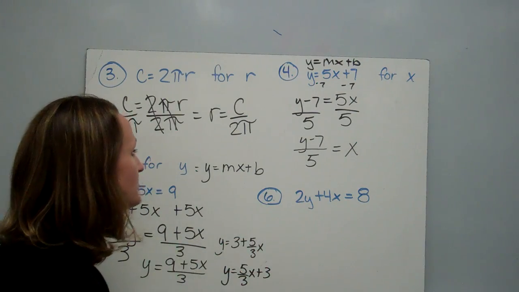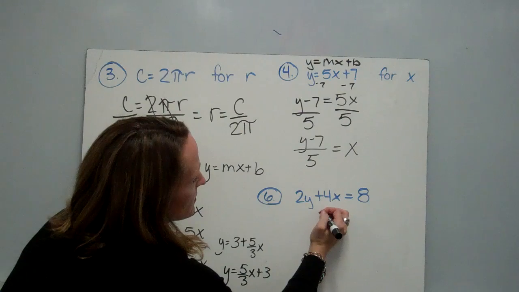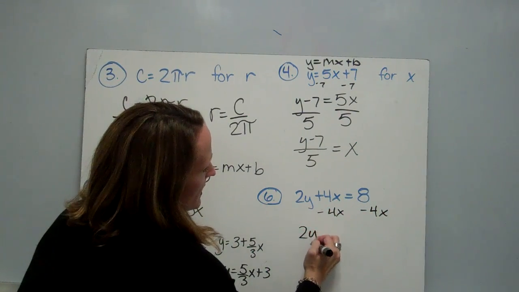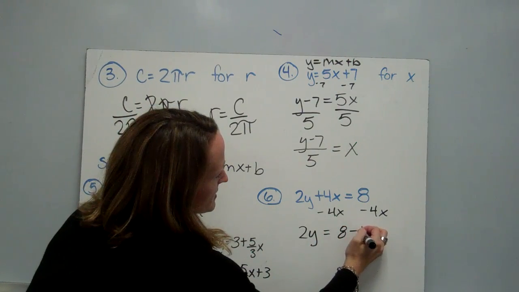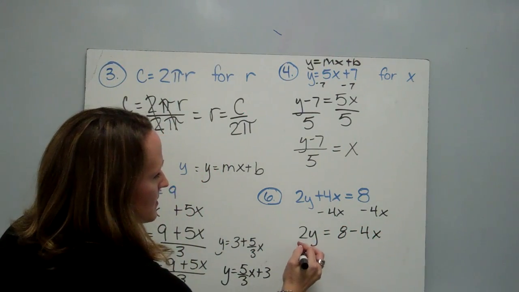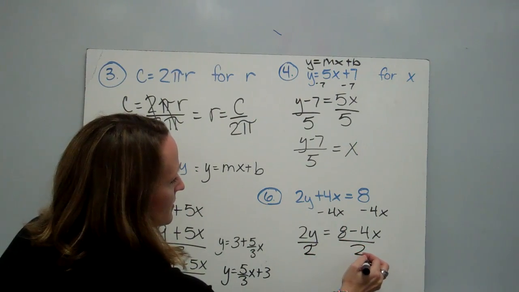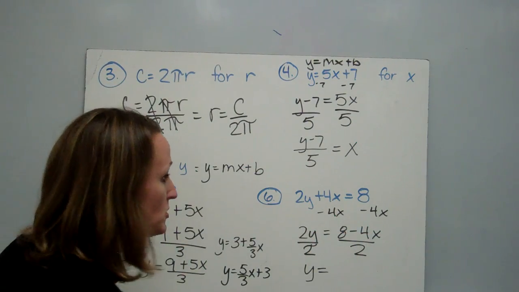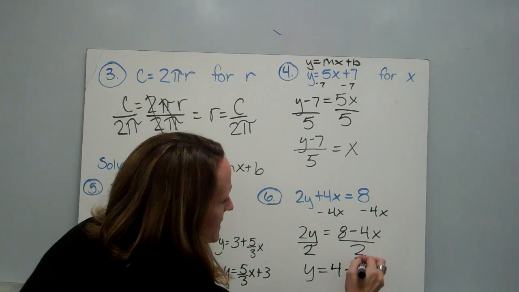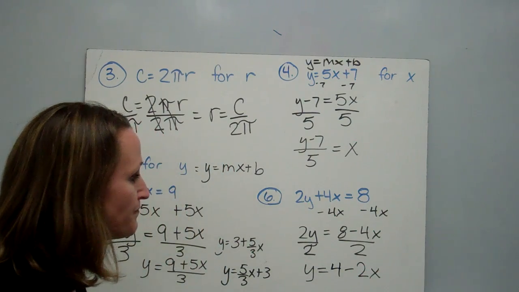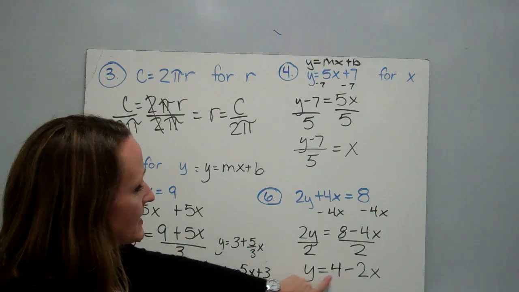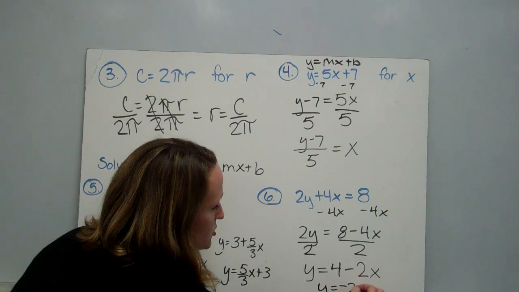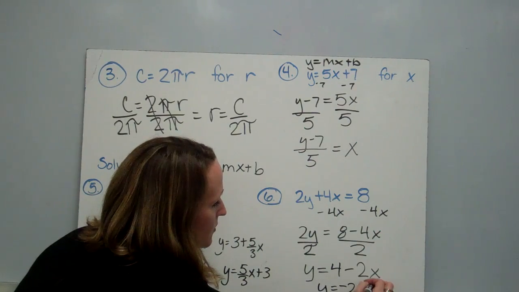Alright, one more. Solving this also for y. So, minus 4x this time, so that you get 2y equals 8 minus 4x. Divide everything by 2. And this time, we can truly divide everything by 2. So this becomes 4 minus 2x. Now again, I like the x term first, so if we're going to rearrange it, negative 2x plus 4.